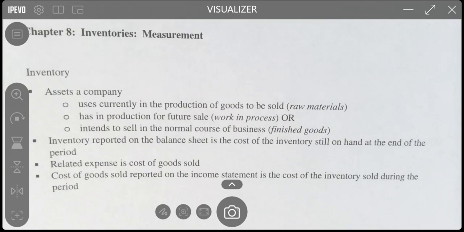Hi, welcome to a video on inventory accounting. This video will be related to an introduction to the measurement of inventory.